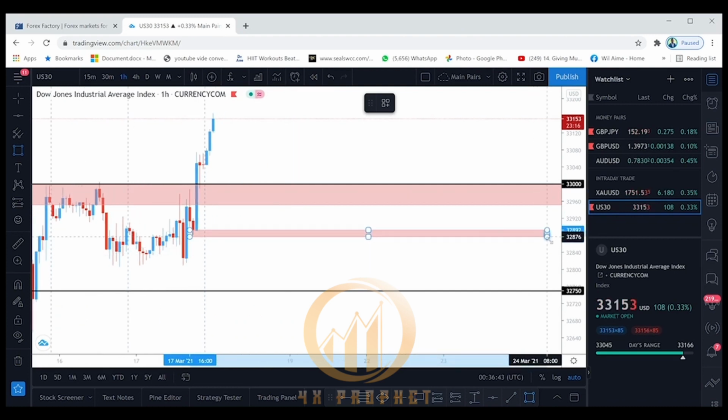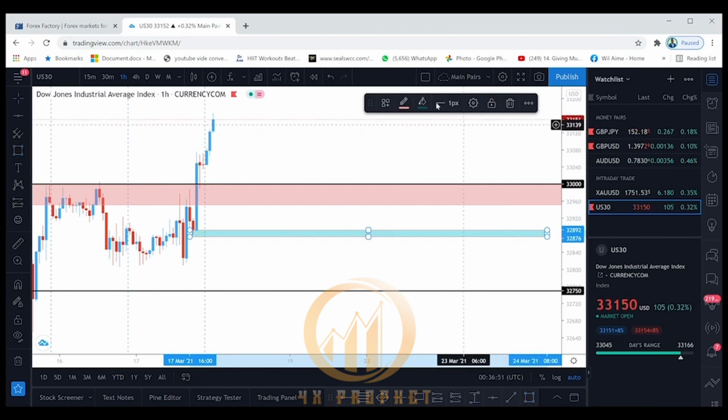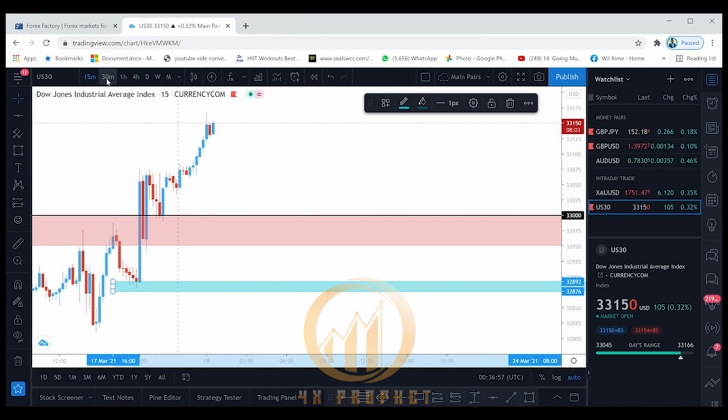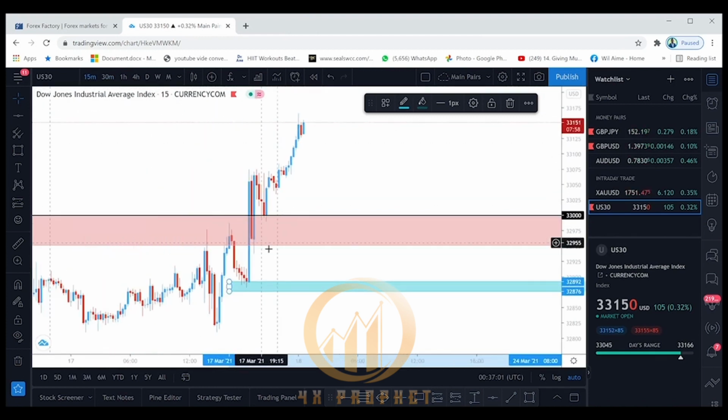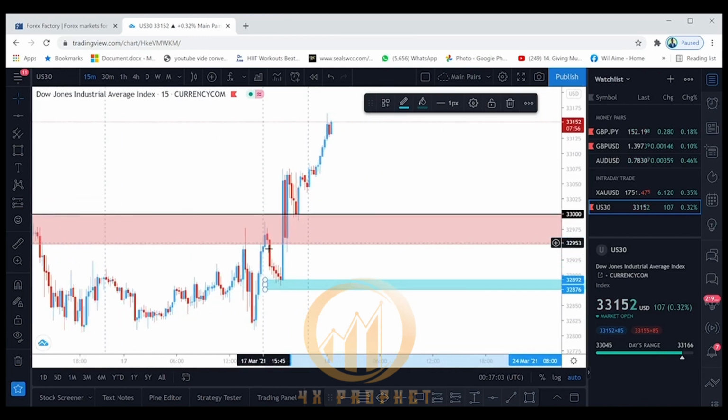Here we go. I'm going to color code this blue, because that's the color that I have for my 1 hour. Then I'm now going to go to my 15 minute. On the 30 minute, you will see more cleaner setups on US 30, but I'm just showing you how to really draw your support and resistance zone more cleanly, right?